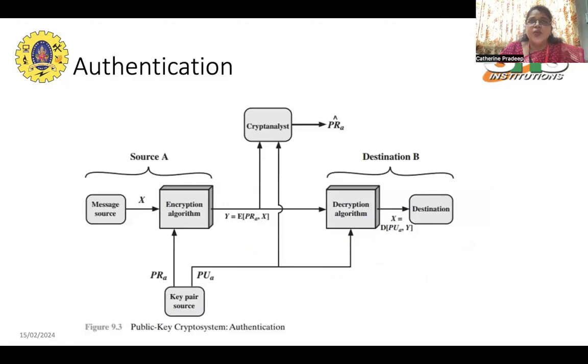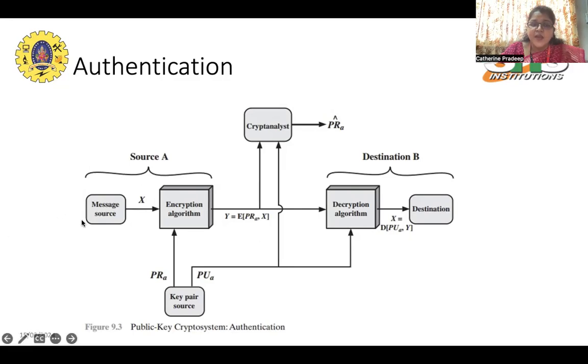There are two things which can be achieved using this public key crypto system, that is authentication and confidentiality. If you want the message to be authenticated, if you want the other person to know that only I encrypted this message, then you have to encrypt using the private key. The private key is available only to the person who is encrypting that message. If he encrypts using his private key, the other party will know this is an authenticated message.